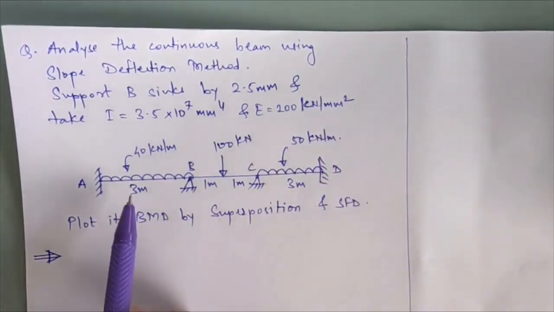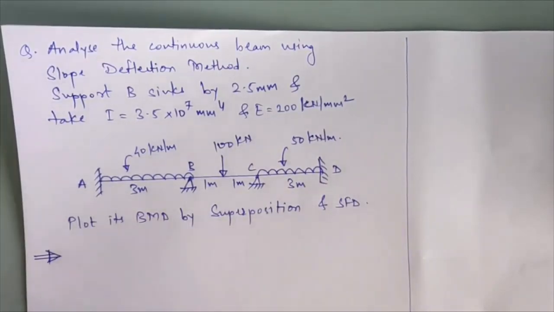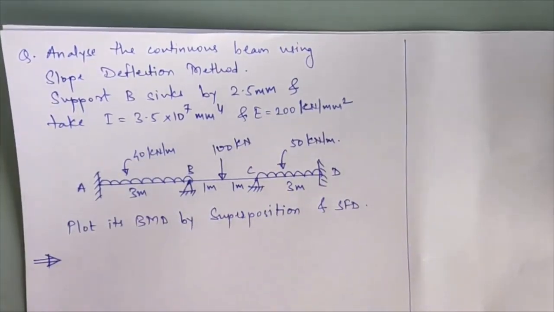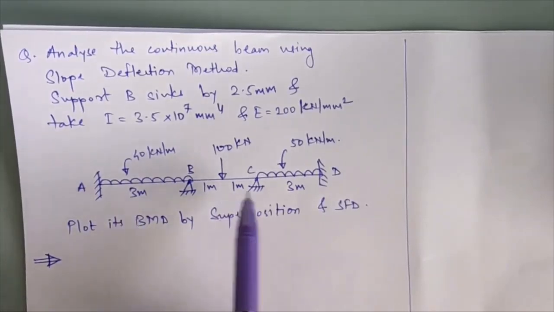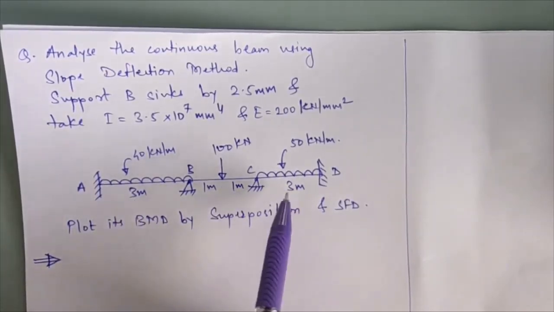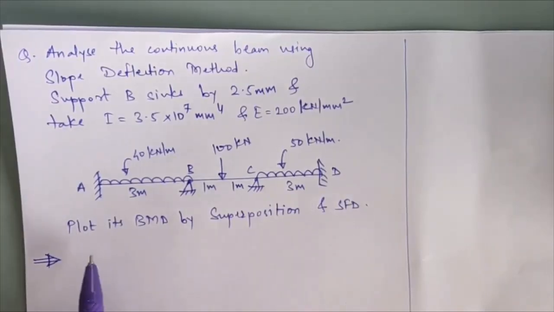The difference in this loading diagram is, up to now the previous numericals whatever we have seen, those were 2 span continuous beams. This will be your 3 span continuous beam. So what difference it makes, that we'll see further.